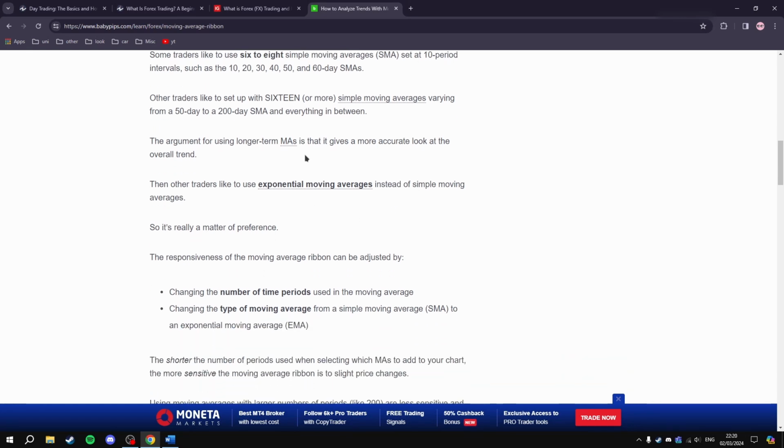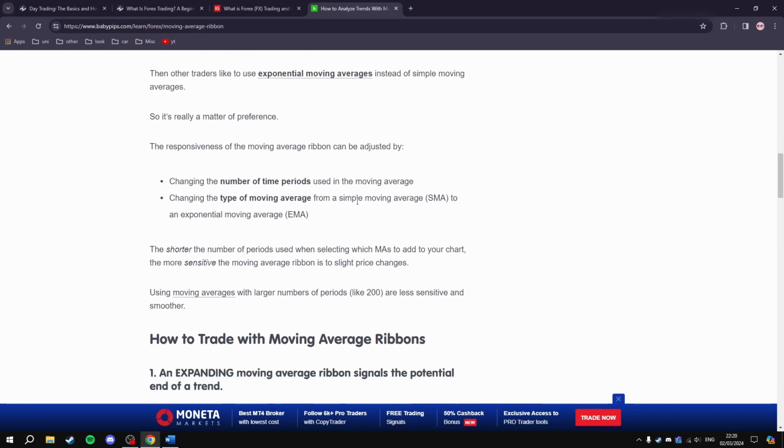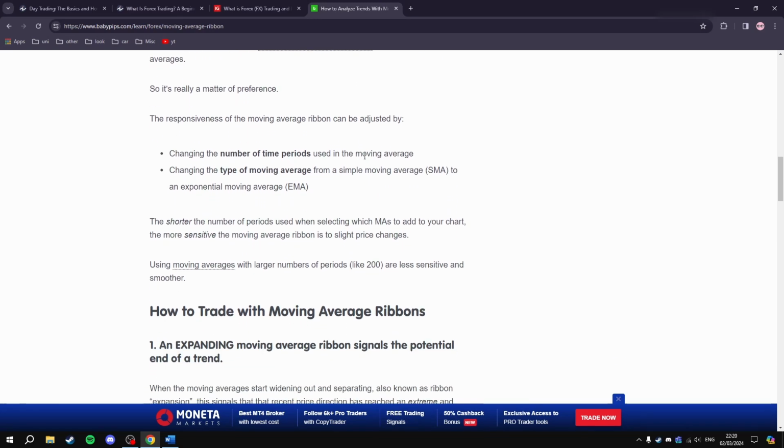The argument for using longer term moving averages is that it gives a more accurate look at the overall trend. Then other traders like to use exponential moving averages instead of simple moving averages. So it's really a matter of preference. The responsiveness of the moving average ribbon can be adjusted by changing the number of time periods used in the moving average, or changing the type of moving average from a simple moving average to an exponential moving average.